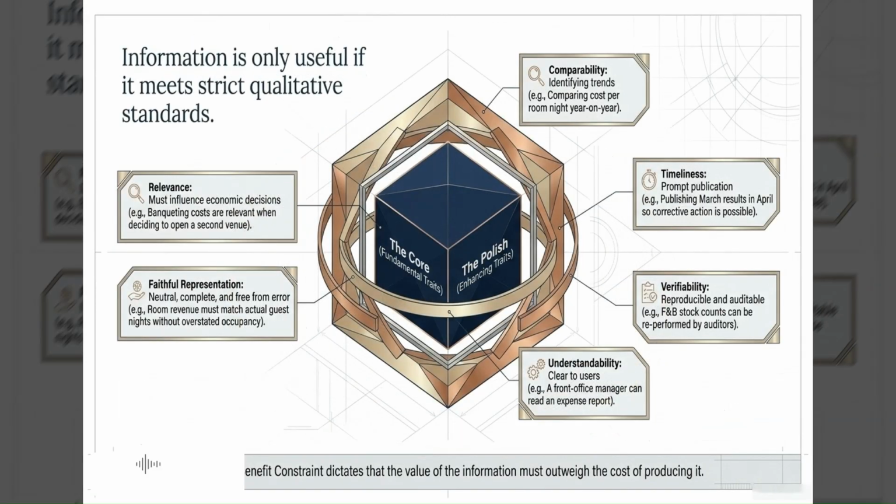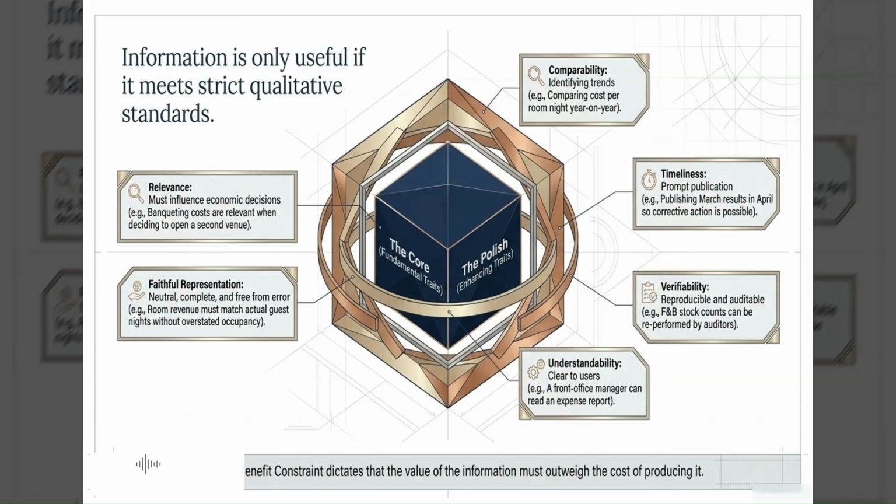So information has uses, but not all information is useful. The framework gives us qualitative characteristics, qualities information must possess before it can be relied on. Two fundamental characteristics on the slide, four enhancing ones on the next.